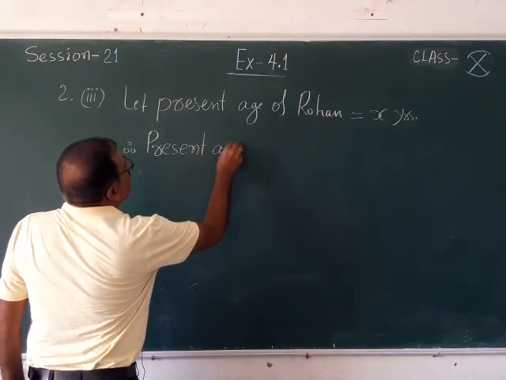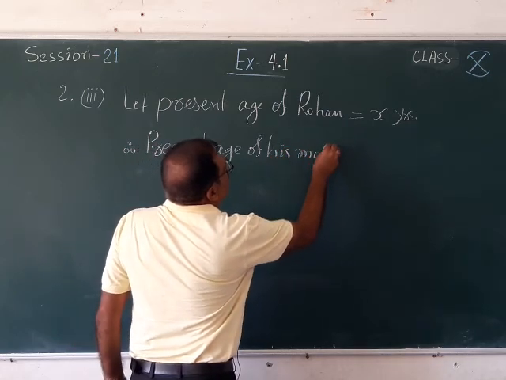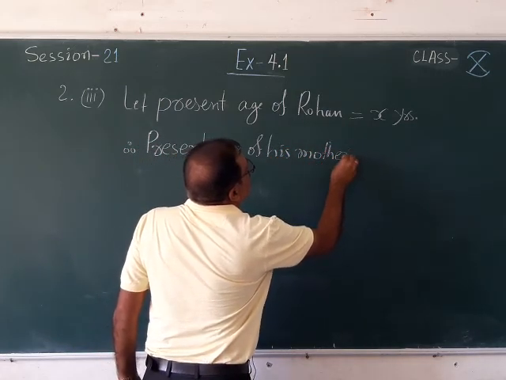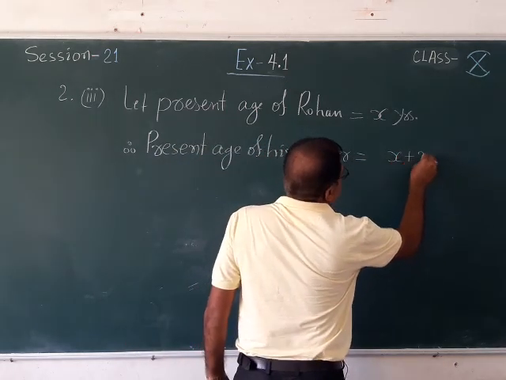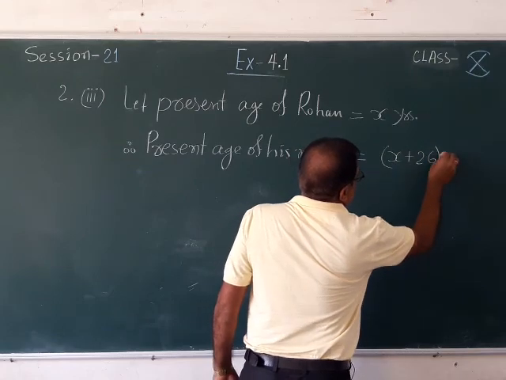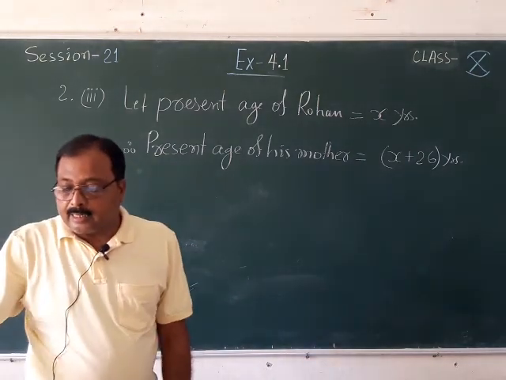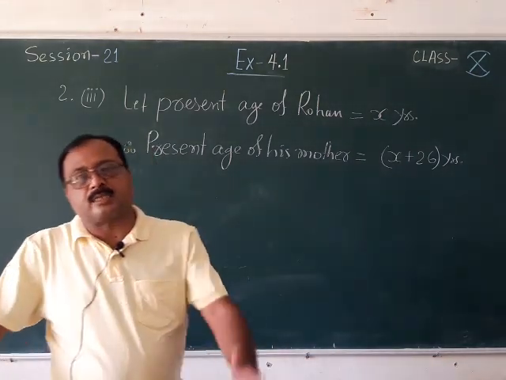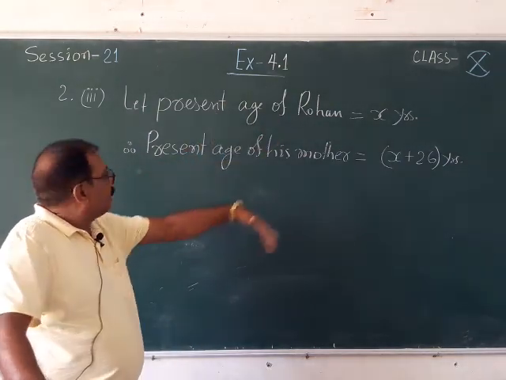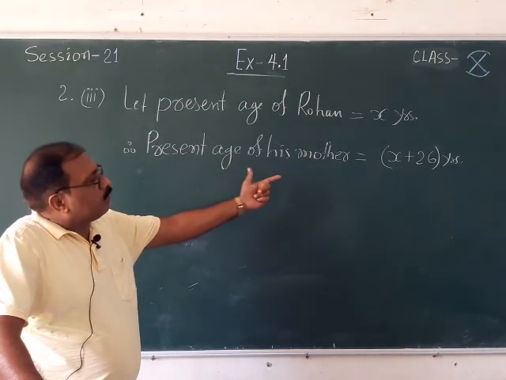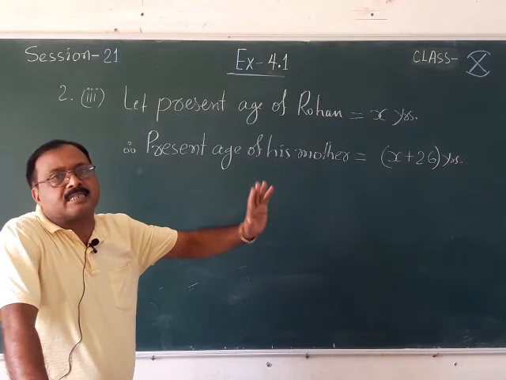The present age of his mother is x plus 26 years. Why is it written like that? Because in the statement it has been told that Rohan's mother is 26 years older than him. That means if the present age of Rohan is x years, then the present age of his mother will be x plus 26 years, because she is 26 years older than Rohan.